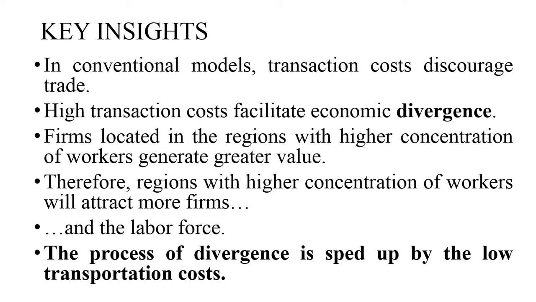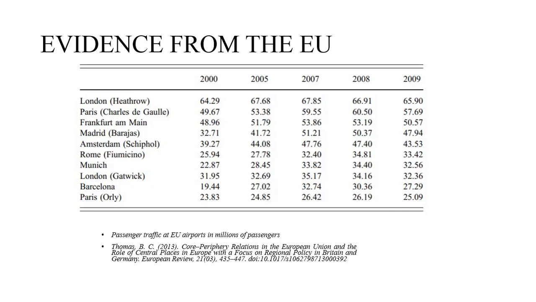So if all of these assumptions are fulfilled, then there will be a tendency for the labor force and firms to locate in the big regions, increasing this initial regional discrepancy. And this is something we can observe in the European Union. So here you can see statistics on passenger traffic in EU airports expressed in millions of passengers. Again, you can see that core regions tend to attract more and more passengers, and some periphery regions attract much less.